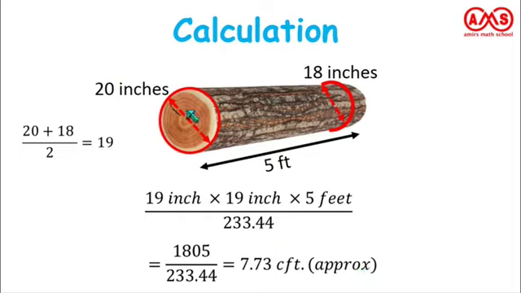In this formula, we measure the diameter of the log at two places, then average those two measurements, that is the average diameter. Then average diameter times average diameter times the length in feet divided by 233.44 will give the approximation of how much we can get from this wood log.